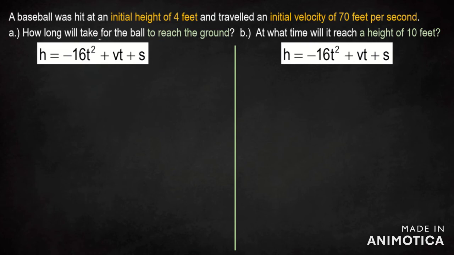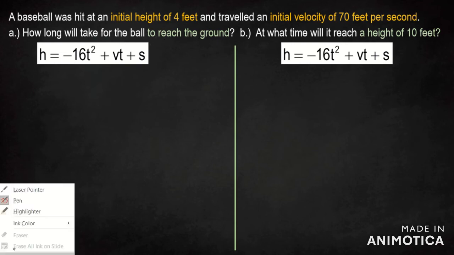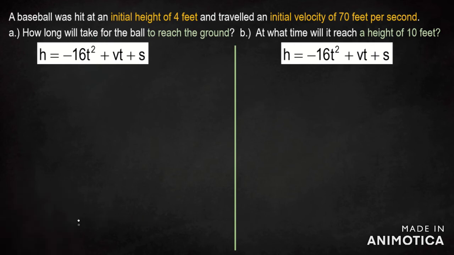But in the first equation, you're asked for the time the ball will reach the ground. When the ball reaches the ground, the height is equal to 0. So height is replaced with 0 here. We have negative 16t squared plus our initial velocity, which is 70 feet per second, so we have 70t, and for the initial height, which is equal to 4 feet.